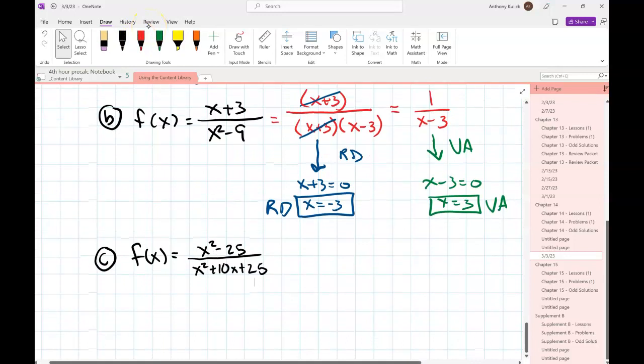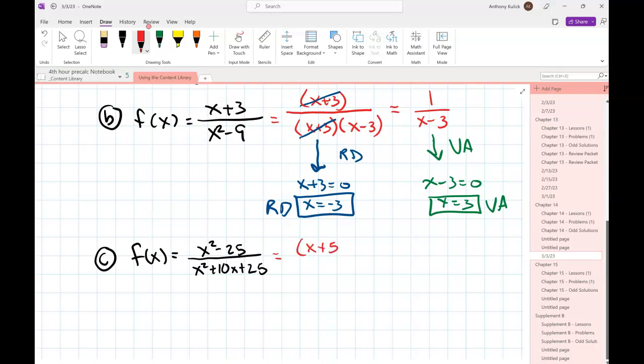So here we have x squared minus 25 over x squared plus 10x plus 25. I want to start by factoring. How does the numerator factor? Excellent. x plus 5, x minus 5. How does the denominator factor? x plus 5 and x plus 5, right? Yeah. Positive 5 and positive 5 multiply to give us 25 and add to give us 10.